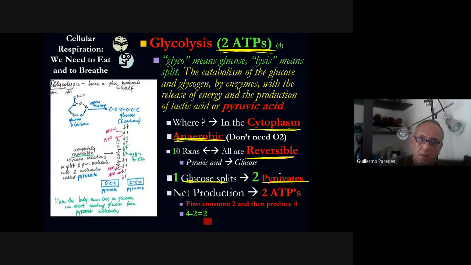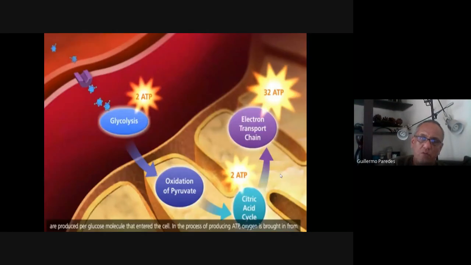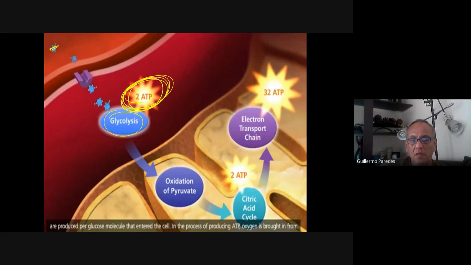Okay? Now you can understand here. Here we have the glucose. The glucose in glycolysis produces two ATPs. Then pyruvic acid turns into acetyl-CoA, and the acetyl-CoA goes into the Krebs cycle, and the Krebs cycle is going to produce 36 here, anyhow.